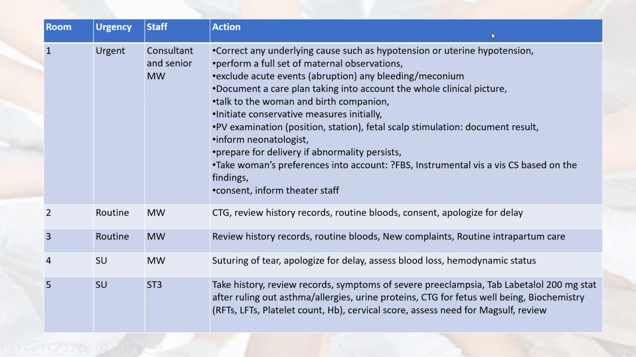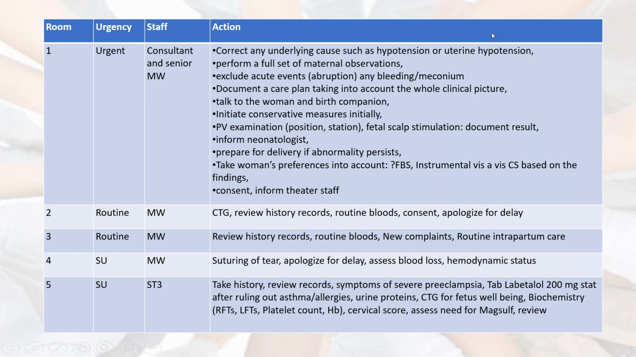You want to know whether she has symptoms of severe preeclampsia, whether she's already on any antihypertensives, and you want to rule out allergies and asthma. You want to know her urine proteins, very important to know whether it is preeclampsia or not. You would want to know if there is previous proteinuria, and you would want to do a CTG for her, which is important for fetal well-being. So don't forget the fetus. Also biochemistry, RFTs, LFTs, platelet count, and hemoglobin. Cervical score again, Bishop score, and assess the need for magnesium sulfate.